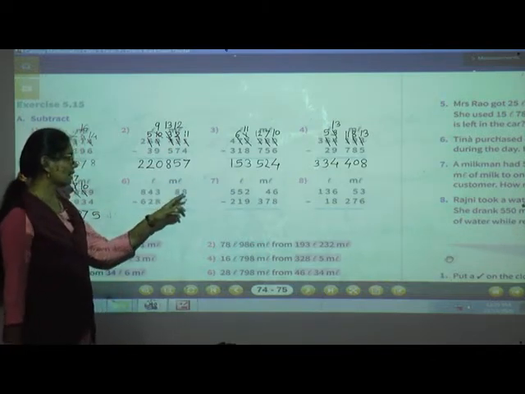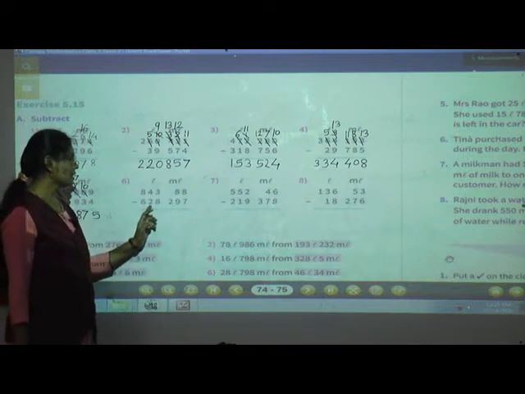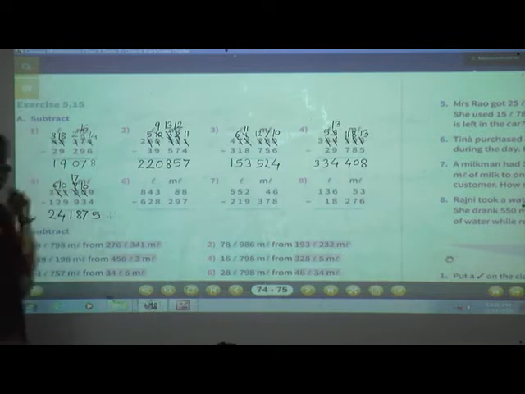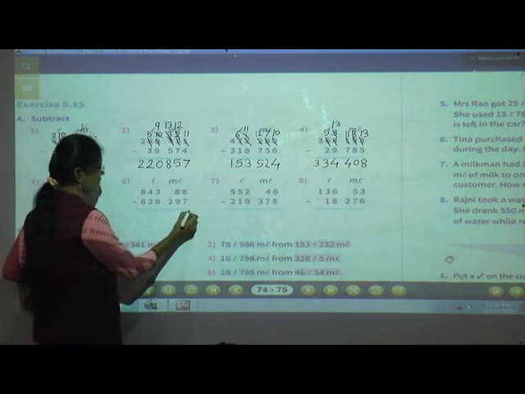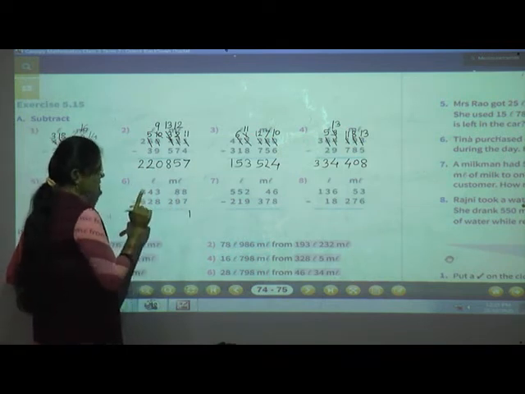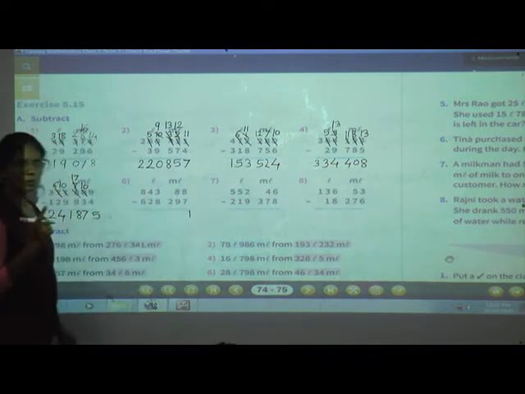843 liters 88 milliliters minus 628 liters 297 milliliters. Now see students, subtract the milliliters first. 8 minus 7. Yes, 1. 8 minus 9. Is it possible? No.